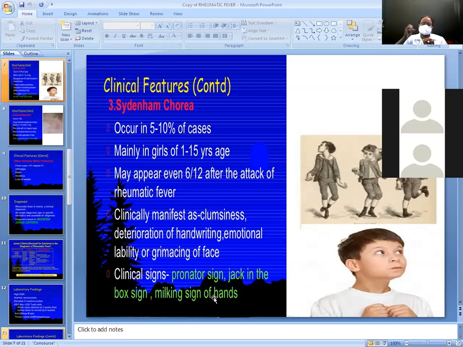Milking sign of the hands means if you give your finger to the patient to hold, the patient is not able to hold it continuously. The patient keeps decreasing the grip, increasing the grip, decreasing the grip, increasing the grip. It is called the milking sign of the hand. This is chorea.